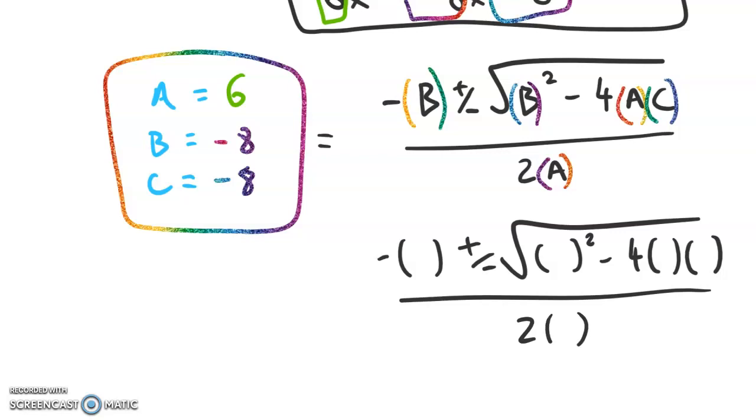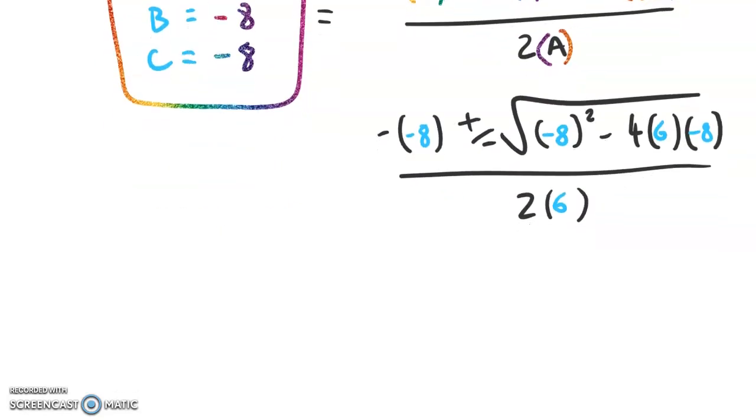So what have we got? Here should be b, so b is minus 8. Here should be b, and b is minus 8. Here should be a, and a is 6. Here should be c, and c is minus 8. And here should be a, and a is 6. Type the whole thing into the calculator. The first time you type it in, put in a plus.